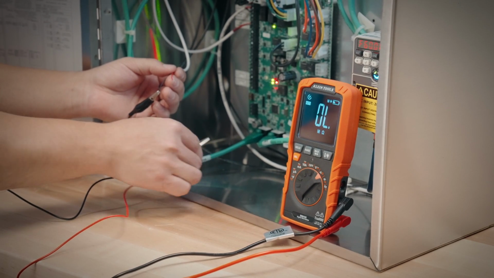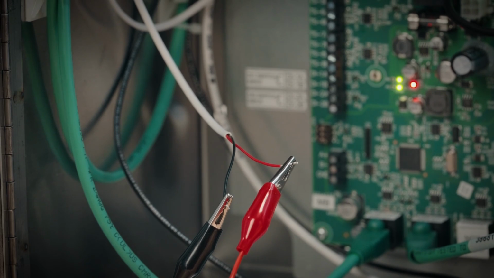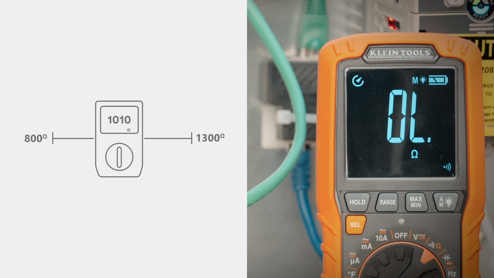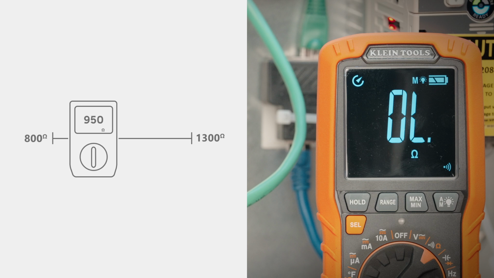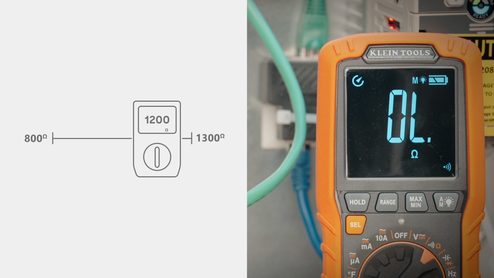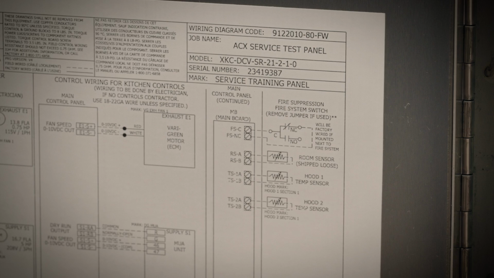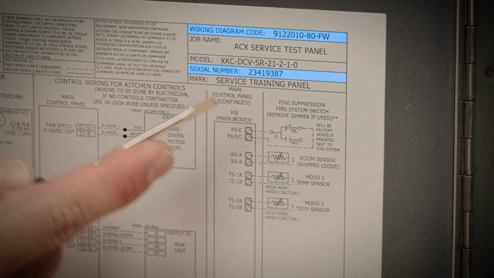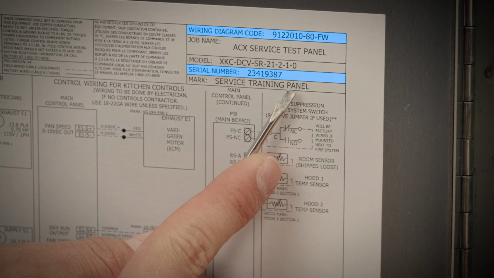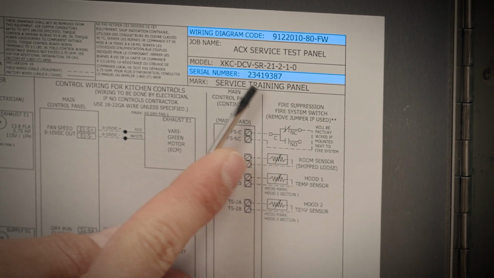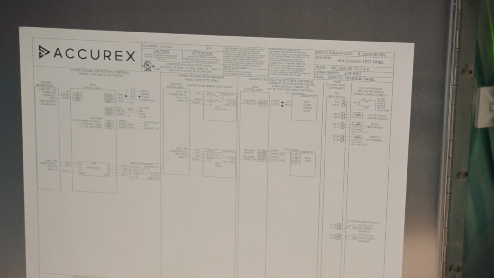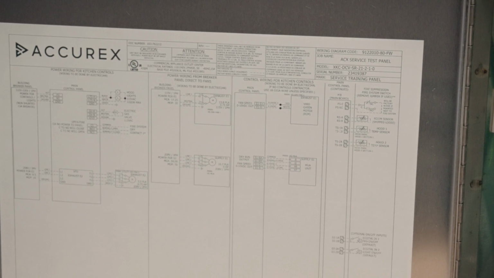Ensure all junctions are correct, and, if necessary, check the sensor resistance directly from the sensor. Wires should be 18 gauge, insulated, stranded, or solid copper wire. If the sensor still has OL reading, or resistance less than 950 ohms, or more than 1200 ohms, the sensor will need to be replaced. For replacement sensors, contact Accurex Parts or Accurex Tech Support and be sure to have the wiring diagram code or serial number.